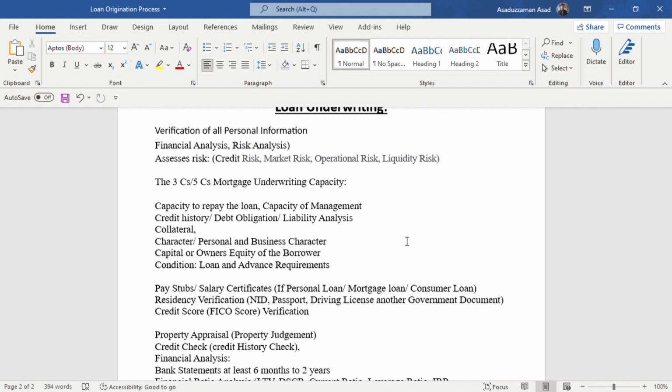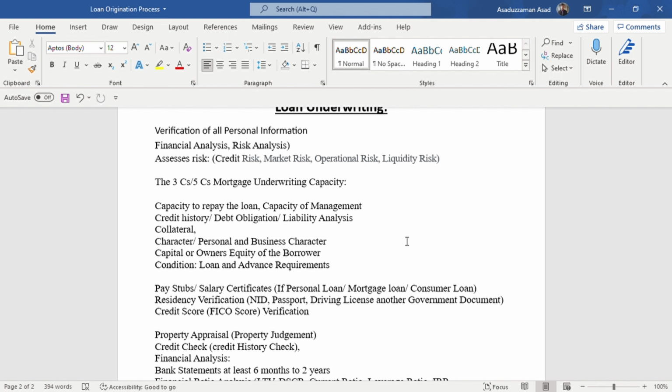Residency verification of the borrower and guarantor, such as national ID card, passport, driving license, and other government documents provided to the authorized authority in favor of the borrower or client.